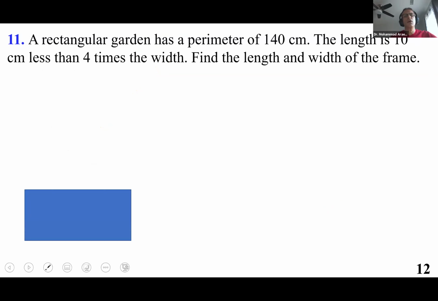A rectangular garden has a perimeter of 140 centimeters. The length is 10 centimeters less than 4 times the width. Find the length and width of the frame. So it's a rectangular garden in this shape. The width and the length, here's the width, here's the length, and the perimeter P equals 140. So P is 140.